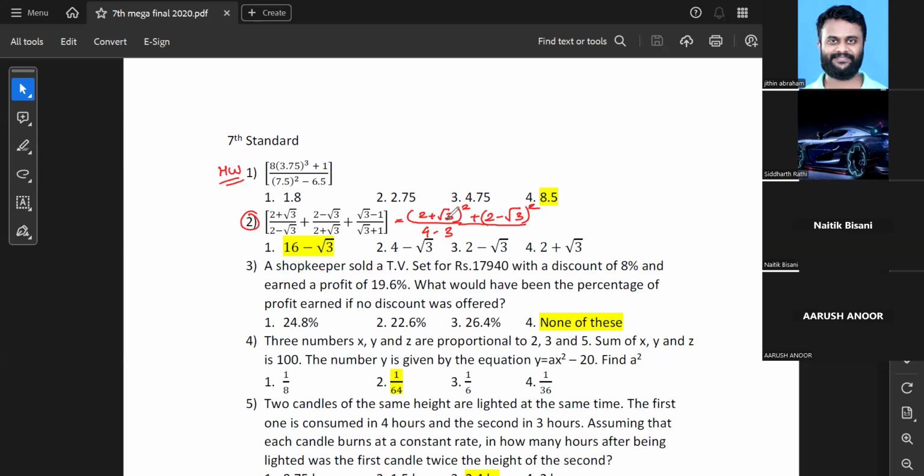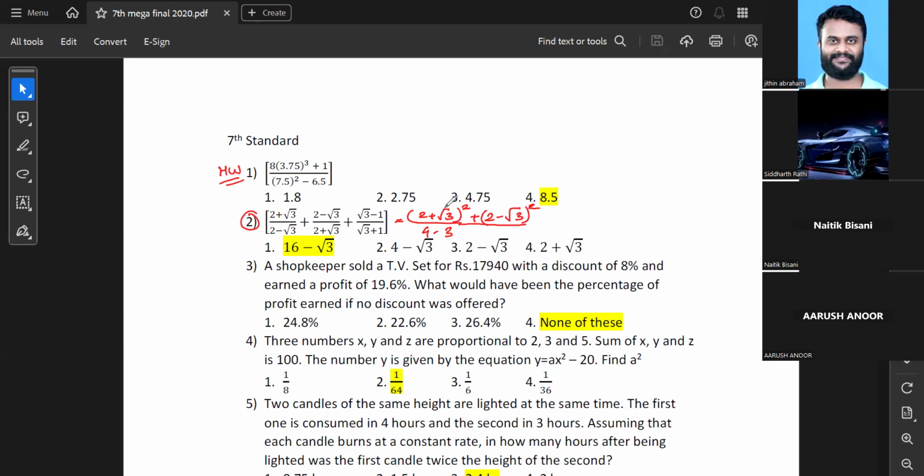I'll get 2 square plus root 3 square. Then over here also I'll get 2 square, then here also root 3 square. All of them will be in addition, so they will simply be added with each other. But what about the minus sign? The minus sign will affect 2ab.